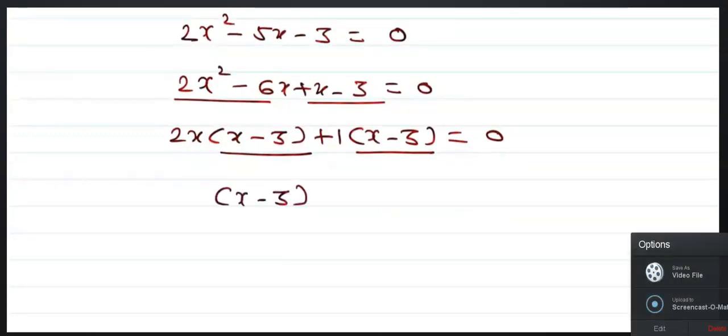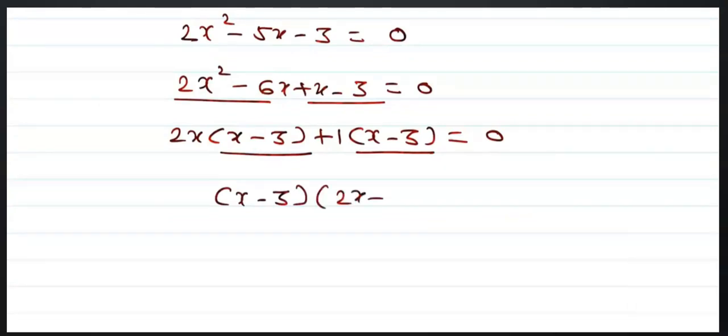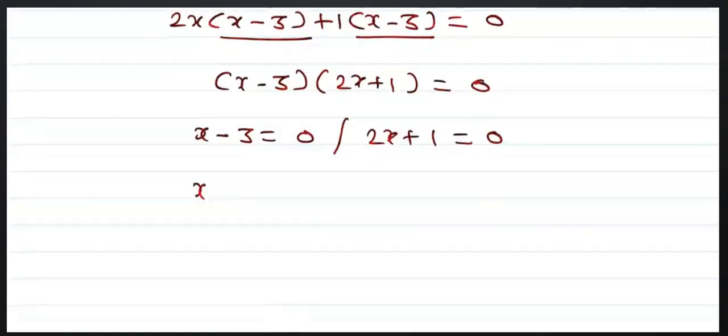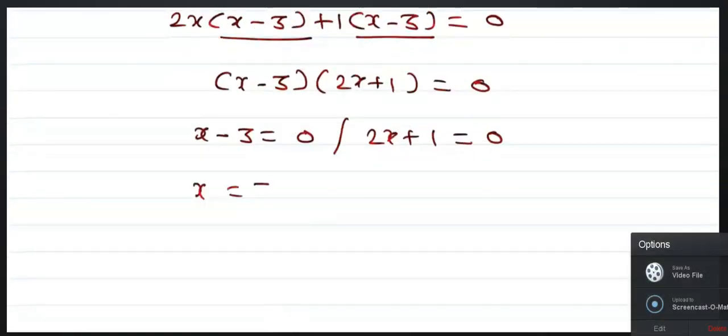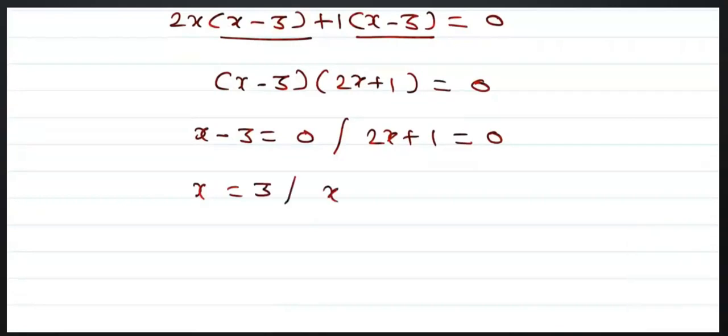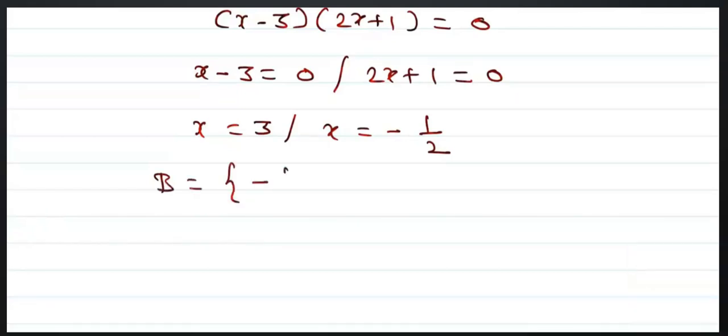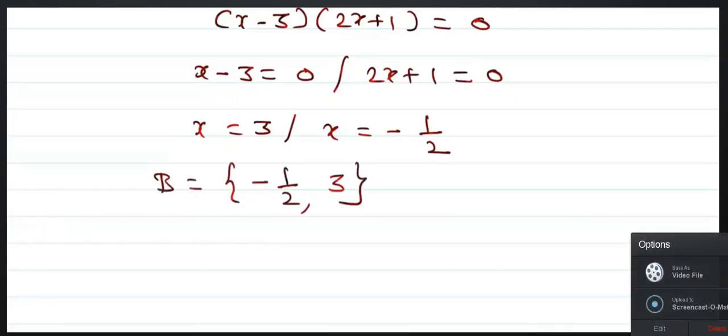That is x minus 3 in the first bracket, in the second bracket 2x plus 1, that is equal to 0. Therefore, x minus 3 is equal to 0, or 2x plus 1 is equal to 0. Therefore, x is equal to 3, or x is equal to minus 1 upon 2. Therefore, B is equal to minus 1 upon 2, 3.